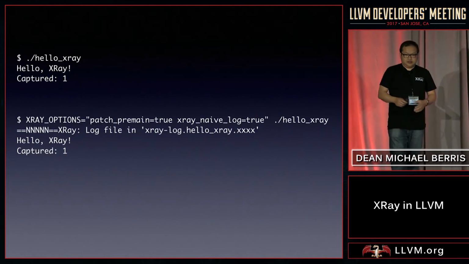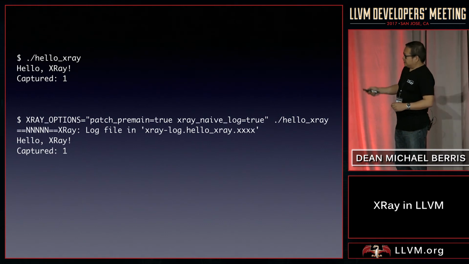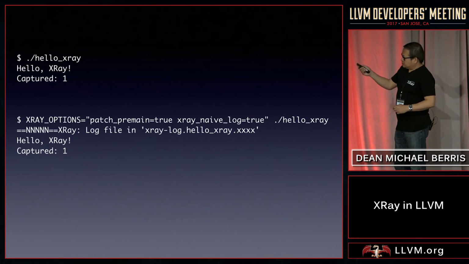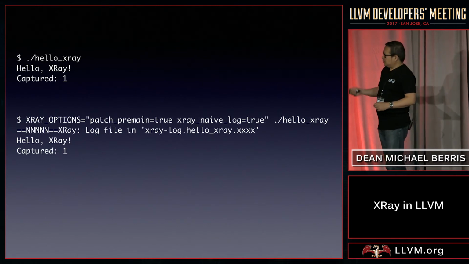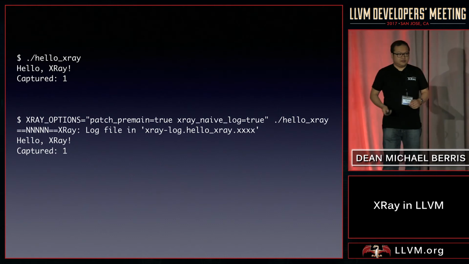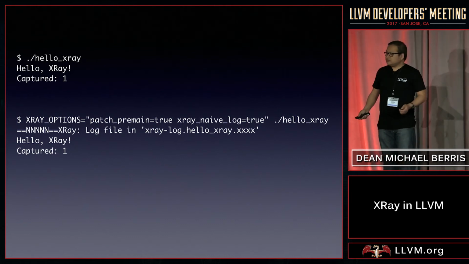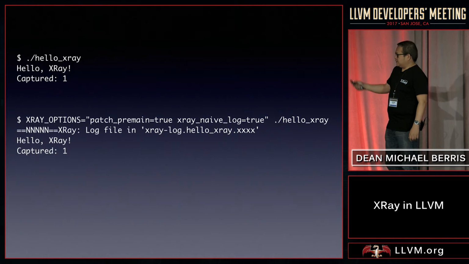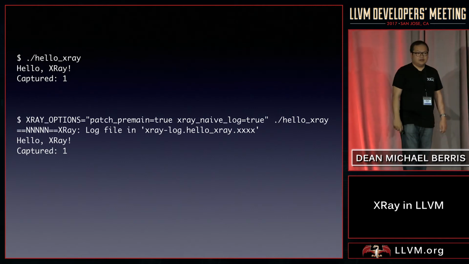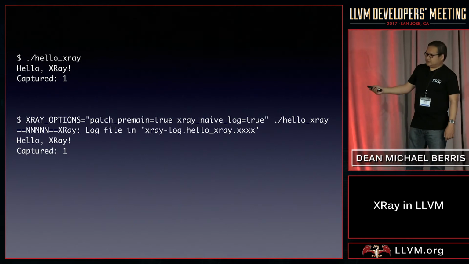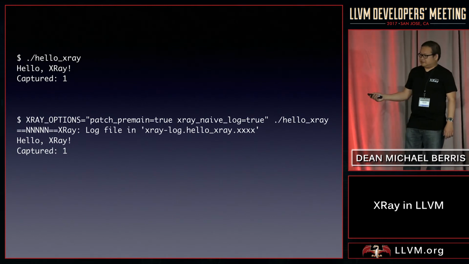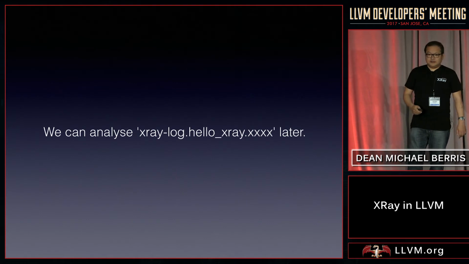So there's a lot of letters on the screen, but basically you want to say patch before main starts, and then use the naive log mode, and then run the binary. And here we get, yep, thread ID, XRay log, it's in this file. So now as soon as your binary exits, you have a file that you can start analyzing. We can do that later.